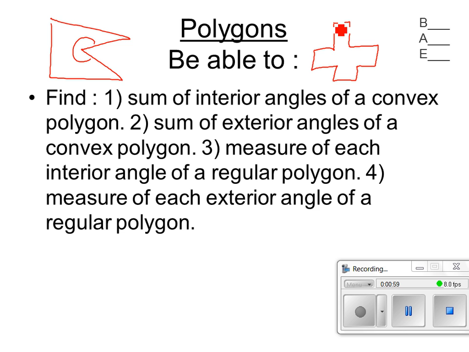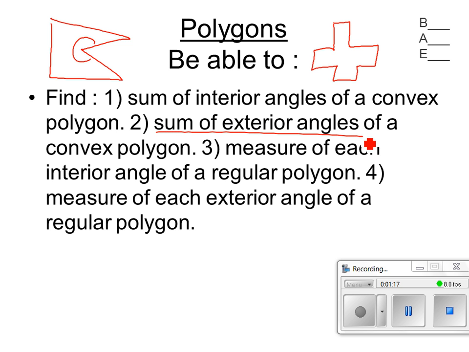So you're finding the sum of the interior angles. That means all the angles added up. You already know one of them. For a triangle, the sum of the interior angles is what? 180. So you already know that one, and we're going to find the others. Also be able to find the sum of the exterior angles.